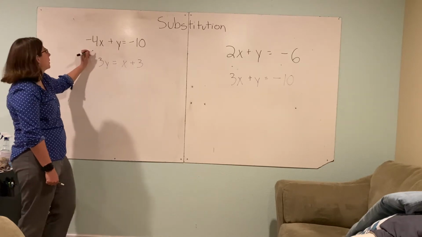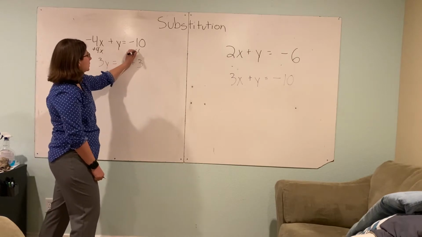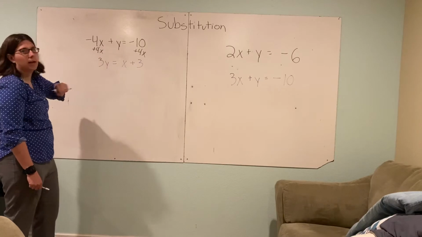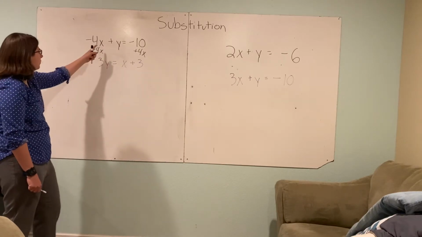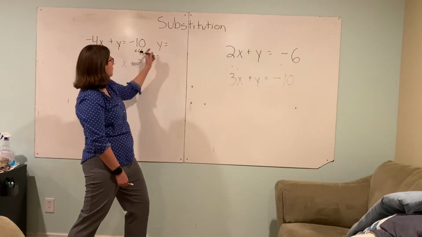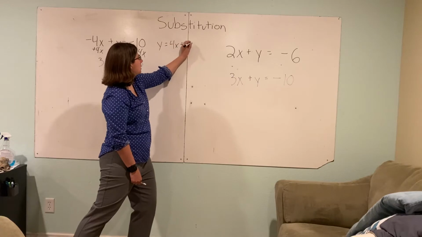This is the negative 4x. To get rid of a negative 4x, we're going to add 4x to both sides. Okay, now that's going to add out and it's going to leave me, so I have y equals 4x plus negative 10.